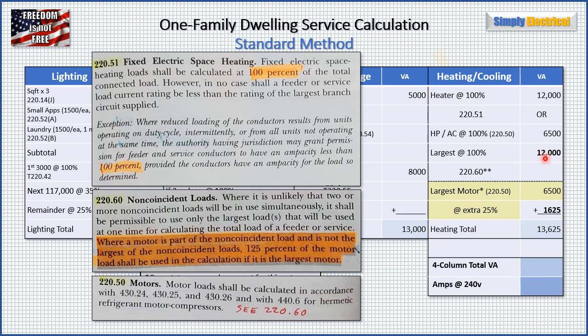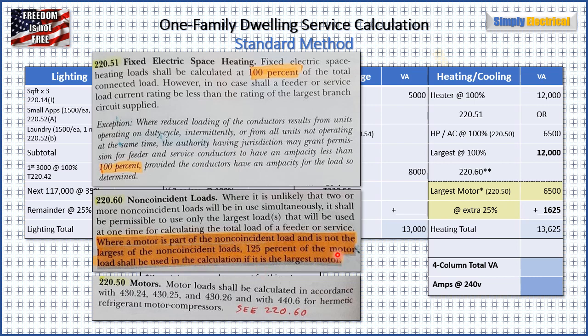Now, here's where it gets a little bit confusing. They added a sentence in the 2020 code, and this sentence has been the brunt of much dispute and argumentation and interpretation because of the way it's worded and what the implications of it are. Let's read it. It says, where a motor is part of the non-coincident load and is not the largest of the non-coincident loads, 125% of the motor load shall be used in the calculation if it is the largest motor.